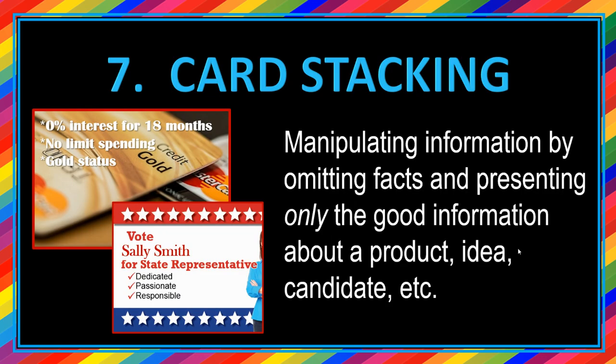Our next one is card stacking. And this is like stacking good facts over other facts. So you're manipulating information by omitting facts and presenting only the good information about the product, the idea, or the candidate. So you're putting down all the cards of only good things. In this example, we can see 0% interest for 18 months, no limit spending, gold status. Vote Sally Smith for state representative, dedicated, passionate, responsible. So it's just nailing all of those good points, but nothing negative.